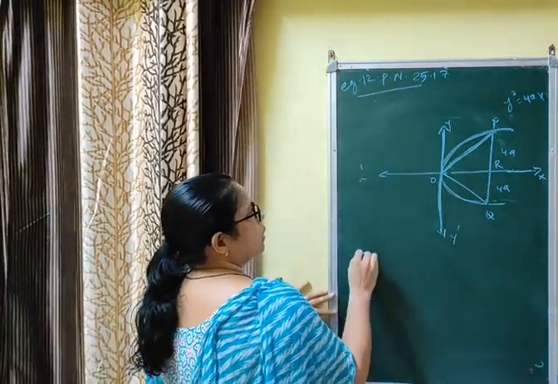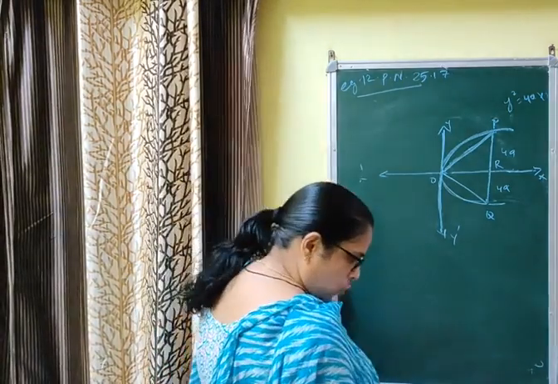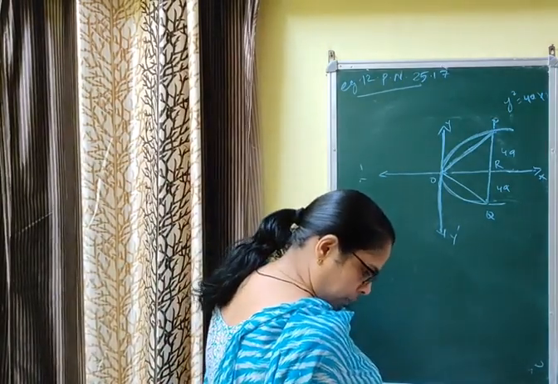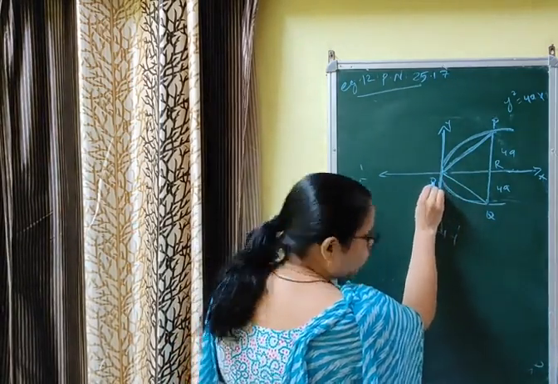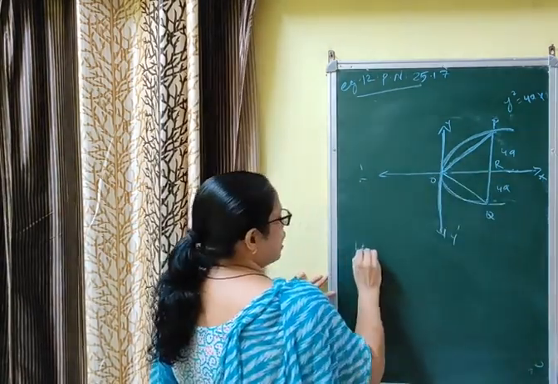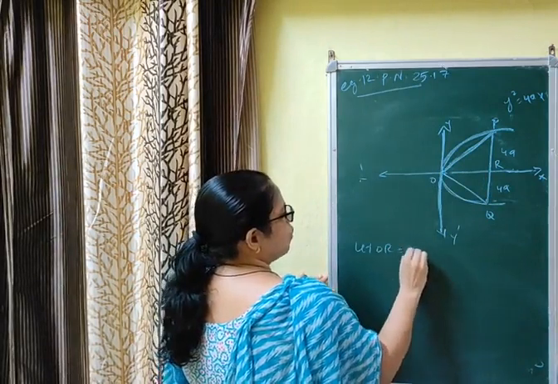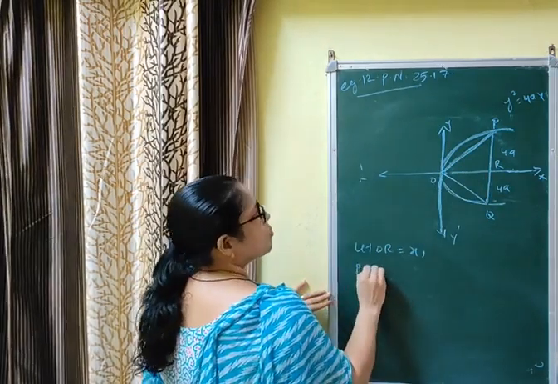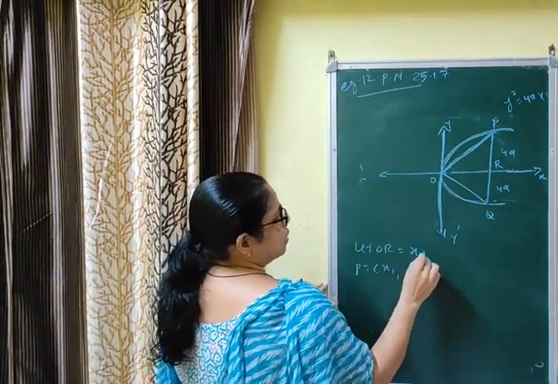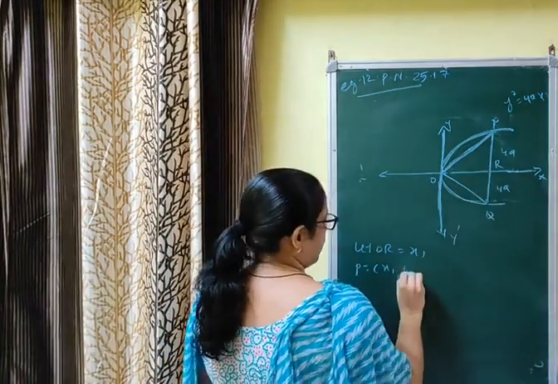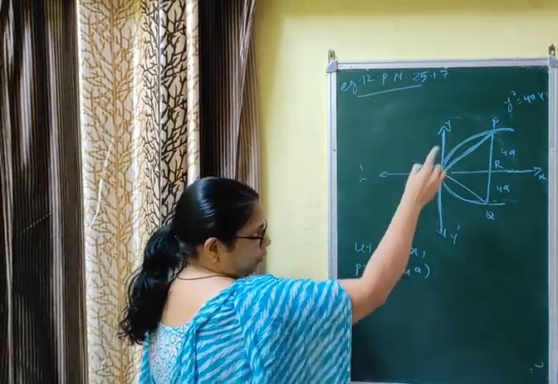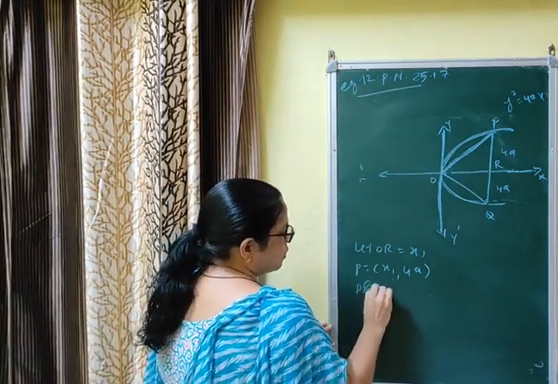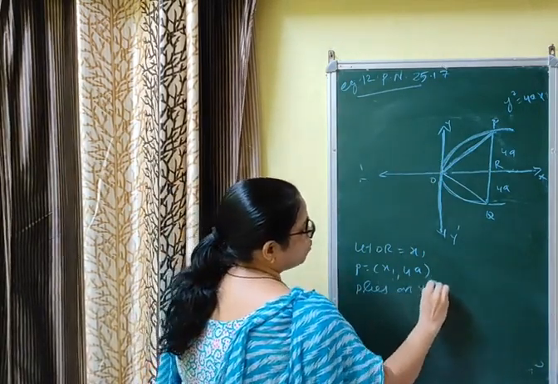Now let the x coordinate be x1. What is the x coordinate here? I am taking this as origin O, that is, let OR be equal to x1. Then P becomes x1 comma 4a, since this distance is 4a. But P lies on which parabola? y square equal to 4ax.